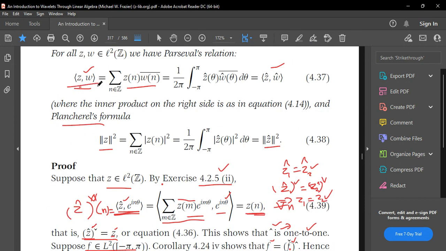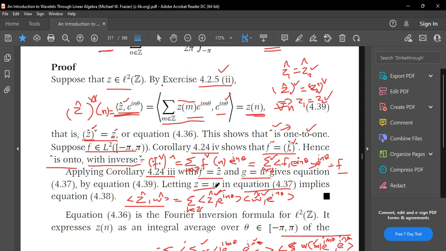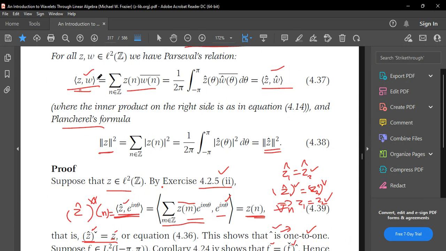So here the inner product between z and w is the same as that of z cap and w cap. Now the last one we have to prove is that the norm of z squared is the same as the norm of z cap squared. For this, we let z equal to w in 4.37, putting z in place of w. We get the norm z squared equal to the summation of the modulus of z of n, the whole square, equal to 1 by 2 pi integral from minus pi to pi of z cap of theta times its conjugate, that is the modulus of z cap of theta whole square, which is equal to the norm z cap whole square.